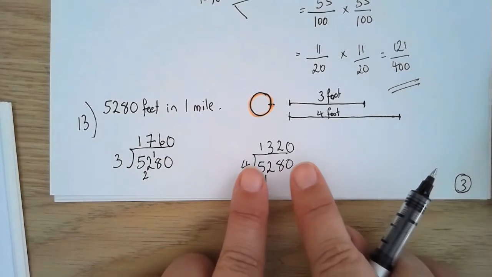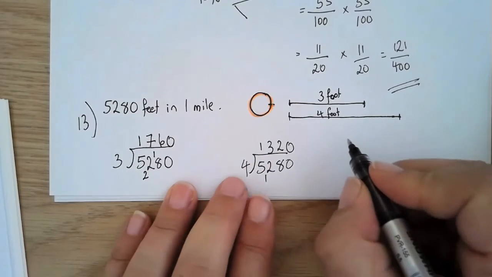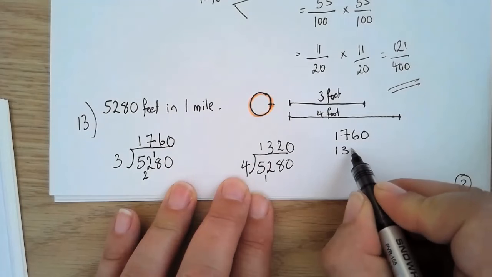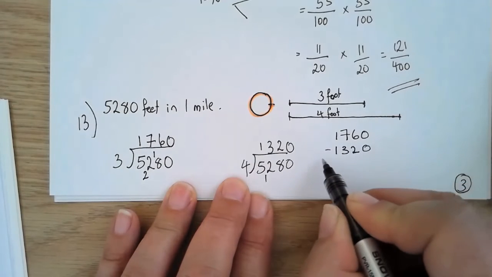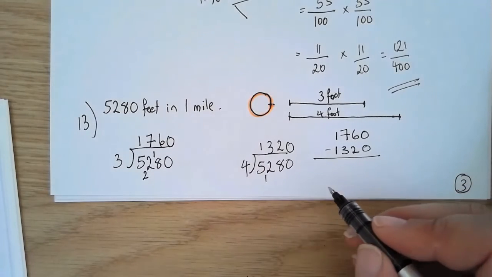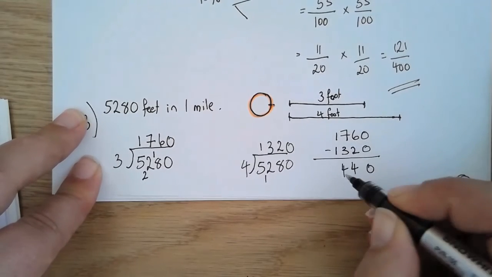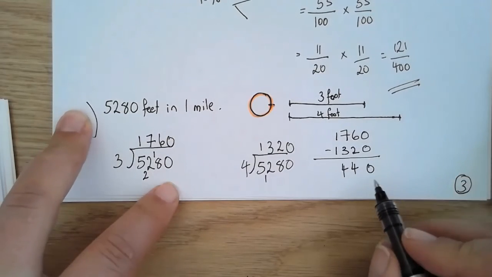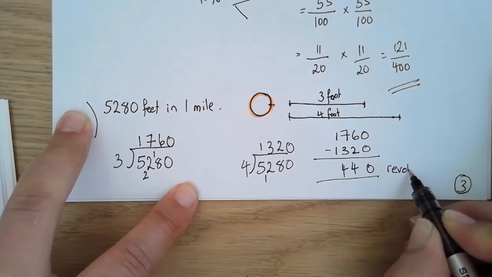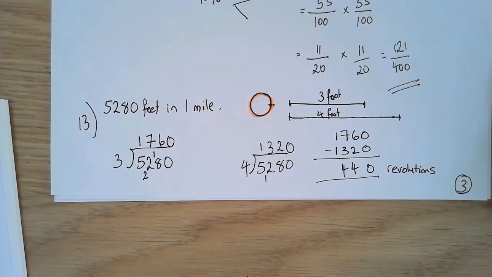The 4 foot wheel takes less, as you can imagine, 1,320. And then I need to subtract those 2 numbers. Am I right? Yep. So the difference is 440 revolutions. I quite liked that one.